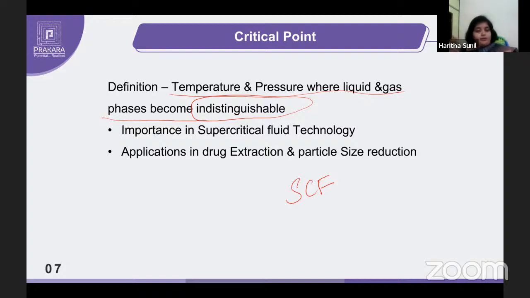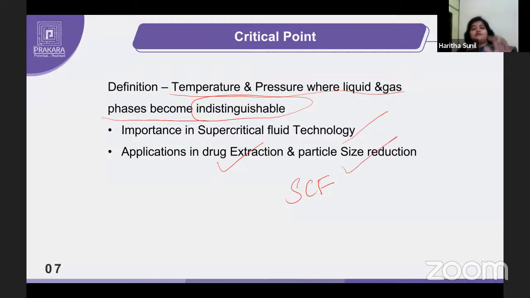And this particular critical point is very useful to understand the supercritical fluid behavior during the drug manufacturing process. So it is important for the supercritical fluid technology, because the supercritical fluid is a substance at a temperature and pressure above its critical point, allowing it to dissolve the materials like a liquid and diffuse like a gas. And also it is useful in the drug extraction process as well as the particle size reduction.